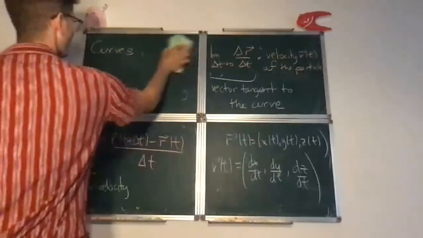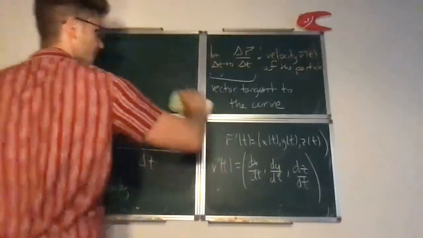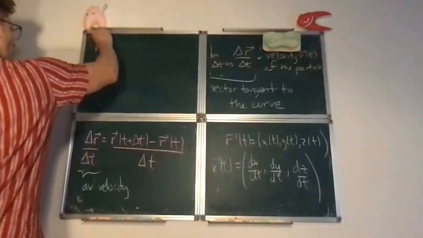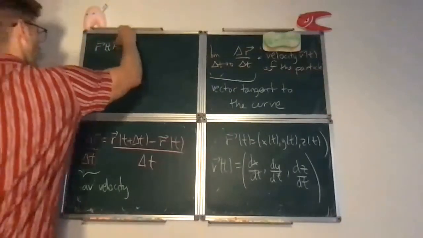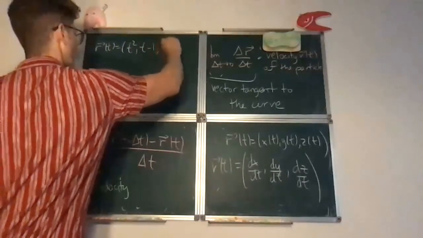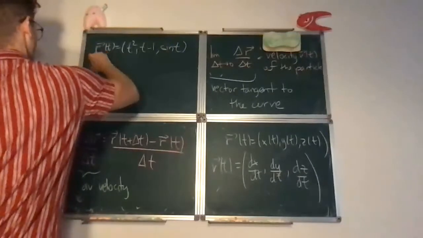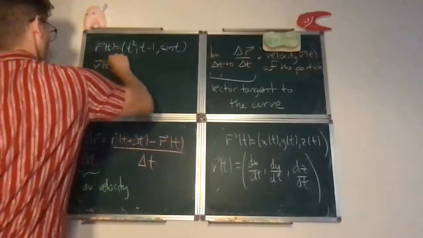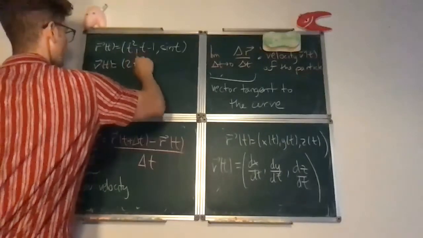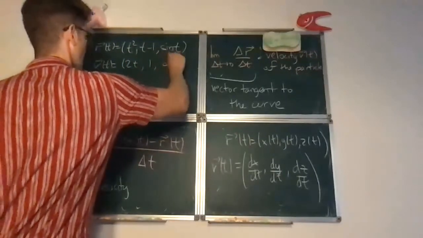Okay? So that means that you don't need to know any new differentiation rules. So for example, this means that if the position vector was t squared, t minus 1, sine of t, then the velocity vector of this position vector, or this particle, is 2t, 1, cosine of t. Okay?